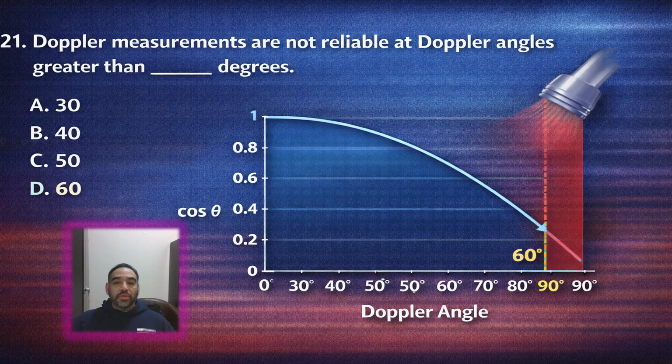And 60, that's the clinical cutoff. It's considered the upper limit of the acceptable Doppler angle in vascular ultrasound. So beyond 60, velocity calculations become unstable, angle correction becomes more error prone, and measurements become unreliable. So that's why vascular labs aim for the 30 to 60 degree range.